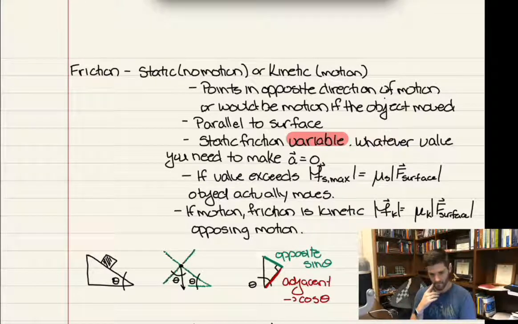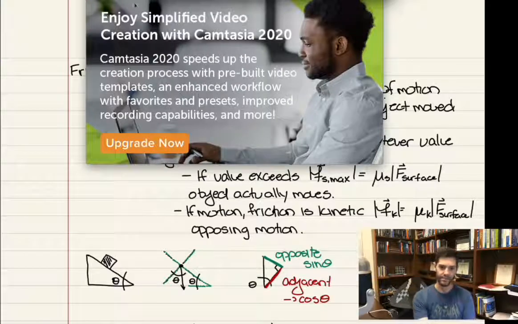Friction can either be static, when there is no motion, or kinetic, where there is motion.